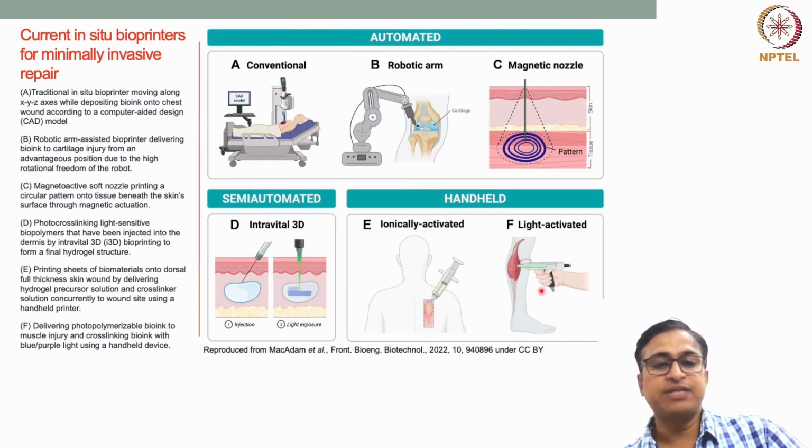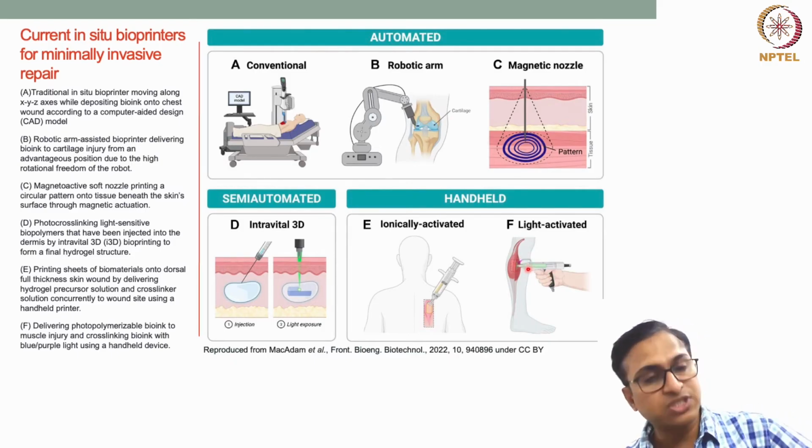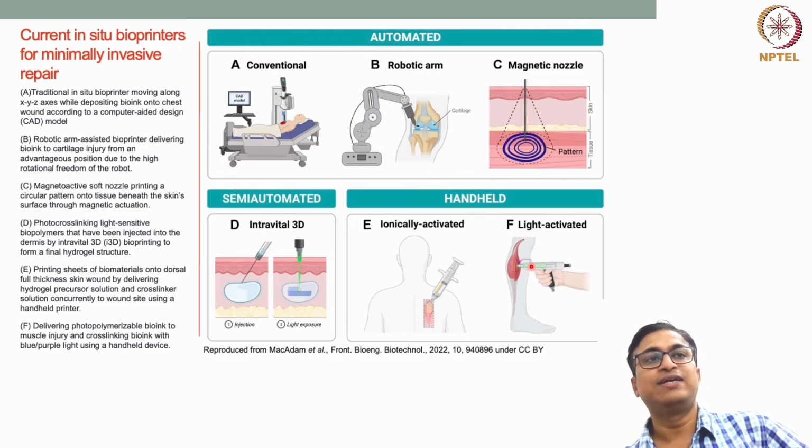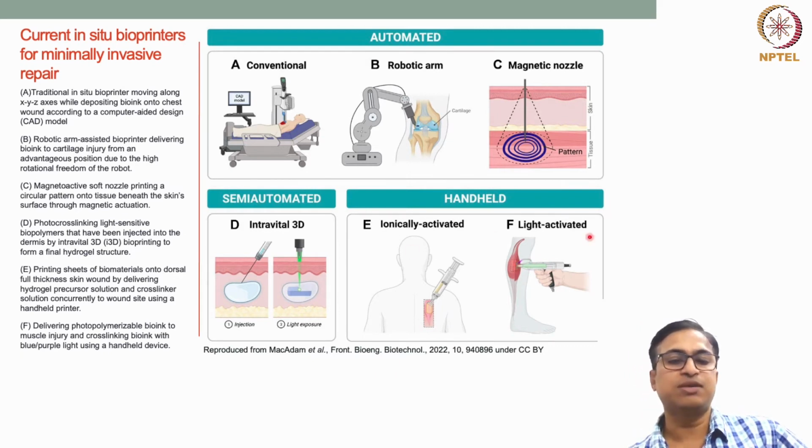Similarly, with light-activated handheld bioprinting, a photopolymerizable bioink can be injected. Suppose there is a muscle injury, as shown here. A photopolymerizable bioink is injected there, and this device also has another attachment for projecting light to this particular area, so the bioink can be cross-linked. So these are examples of how a handheld device can be employed for bioprinting these kinds of structures.